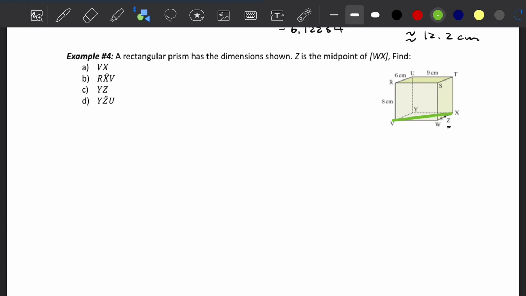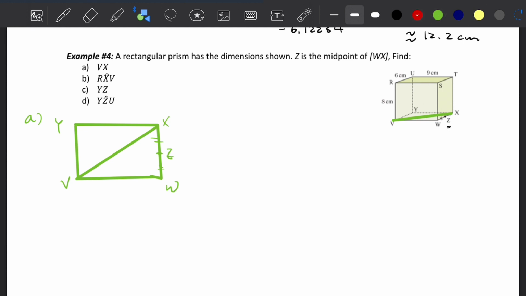So let's redraw this diagram, okay? We have a rectangular shape here, and this is the base of this rectangular prism, and the points are V, Y, W, and X, and we have that point here, right? So this is the base part. We are doing question A, and we want to find the length of the line VX. Okay, let's draw now with another color.